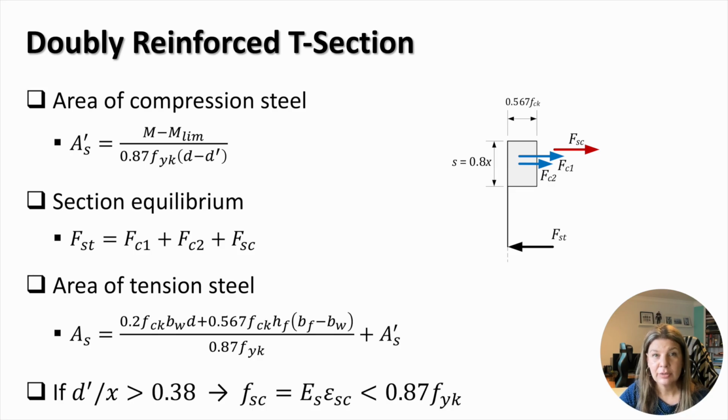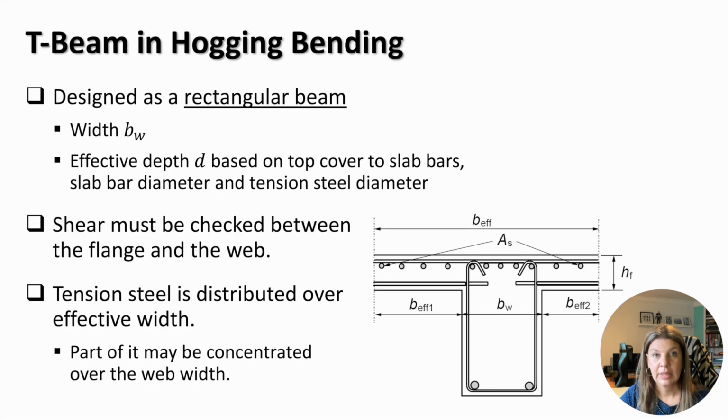If the top steel is located too low, that is, d' over x is bigger than 0.38, or d' over d is bigger than 0.171, it does not yield. In this case, the compression force in the top steel is found from the linear distribution of strain in the section. And you can go back to see the doubly reinforced concrete section that we discussed in topic 3 for more details. In hogging bending, the compression zone in the flanged beam is in the bottom of the web.